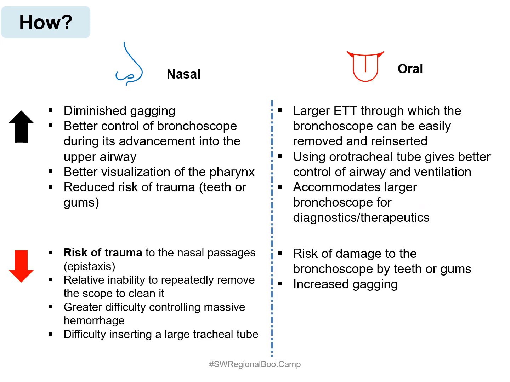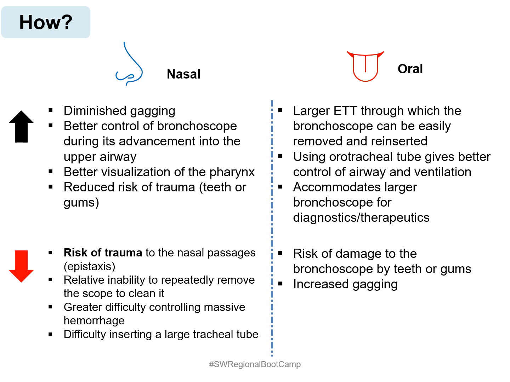Next, we're going to talk about the advantages and disadvantages of nasal versus oral entry. The nasal route has the advantage of causing less gagging, allowing better control of the scope during its advancement in the upper airway, and providing better visualization of the pharynx with lower risk of trauma to the teeth or gums. On the other hand, it has the disadvantage of risking trauma to the nasal passages, causing epistaxis, and generally being more burdensome, especially in cases where you may need to be repeatedly removing the scope to clean it. The nasal route also results in greater difficulty controlling massive hemorrhage or inserting a large endotracheal tube. Therapeutic bronchoscopes are also more difficult to use through the nasal route due to their larger diameter.